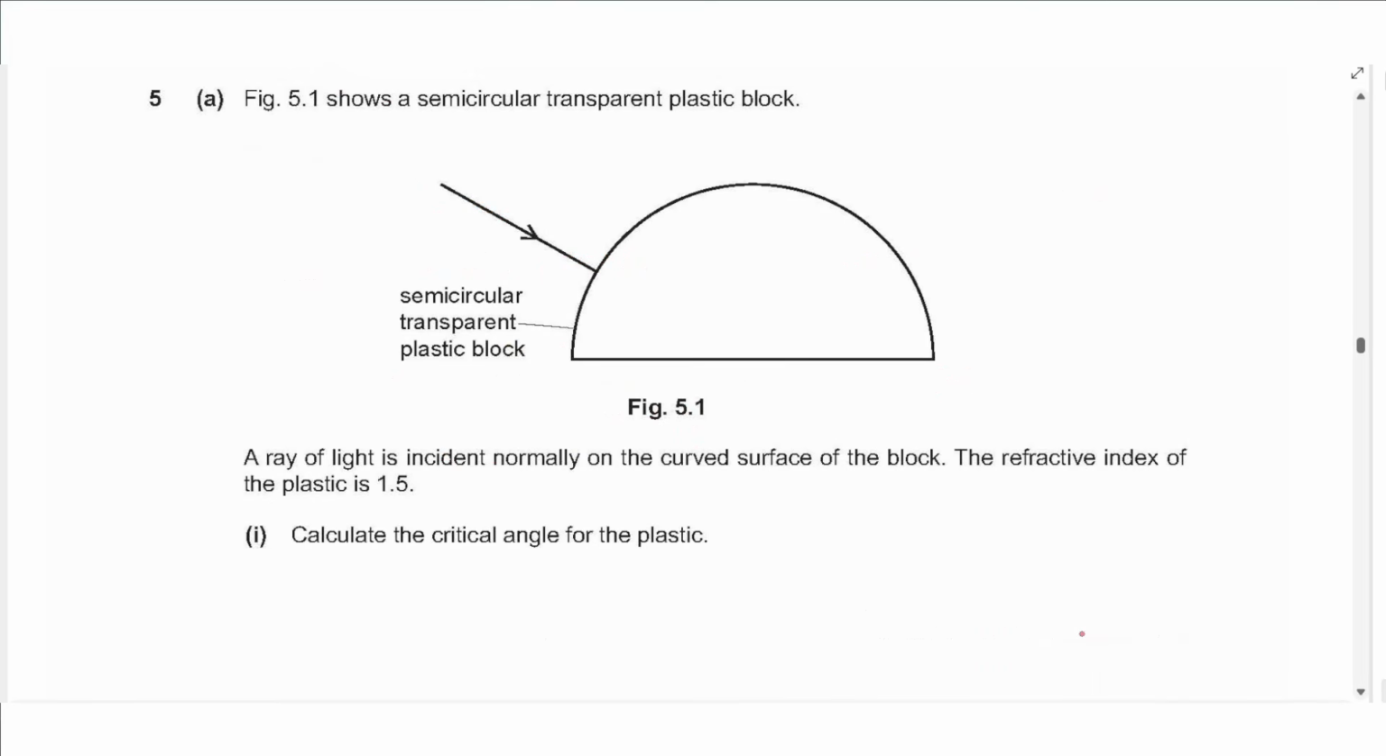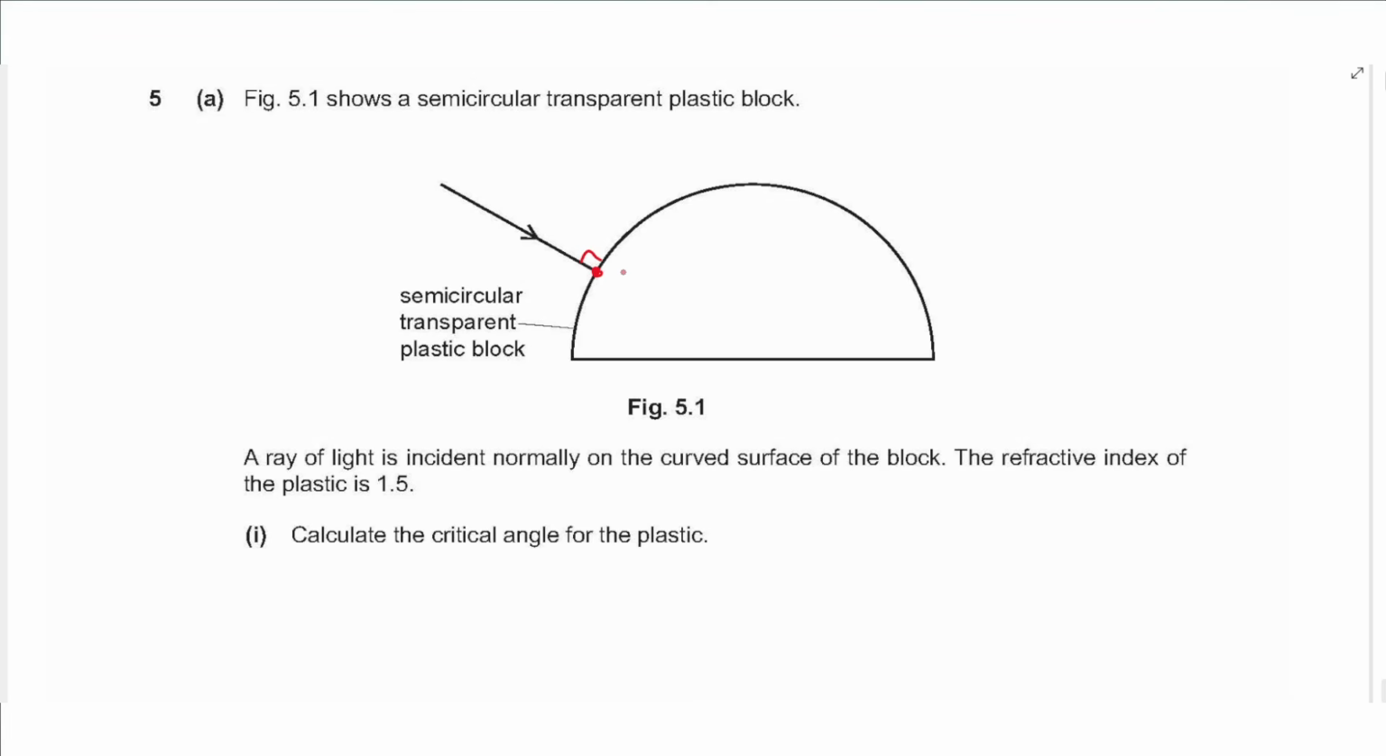In question 5, question A says, figure 5.1 shows a semicircular transparent plastic block. A ray of light is incident normally on the curved surface of the block. The refractive index of the plastic is 1.5. So this is 90 degrees. So at this point there will be change in speed, but there will be no change in direction, since the ray is normal to the surface or the boundary between two media, or is on the normal line.